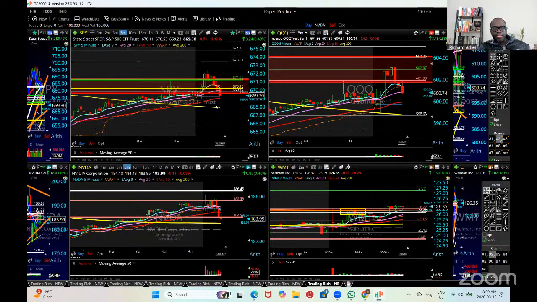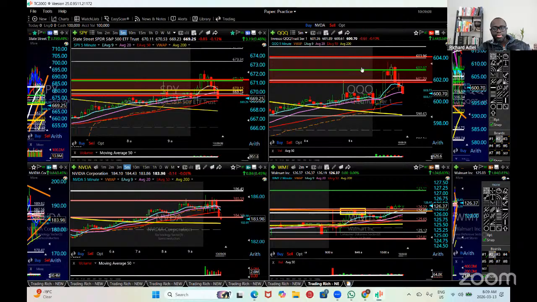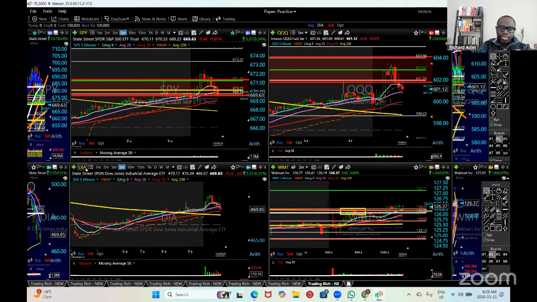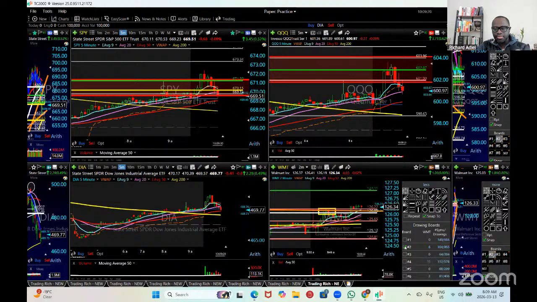SPY coming down, selling. We are going to get that flash now. Flash to the downside. Let's see if they can push. Walmart doing well. Walmart's obviously showing relative strength. It's not listed in SPY, but it's listed in the DIA. DIA is selling.